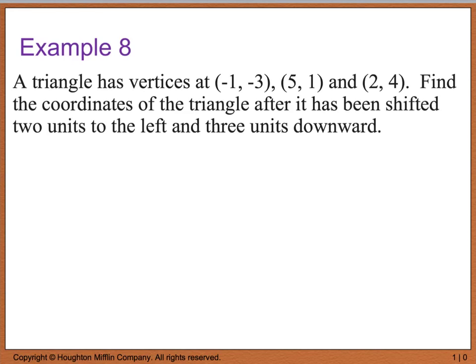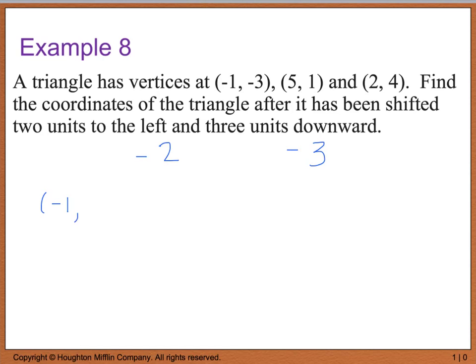So for example 8, we want to take the vertices of a triangle, (-1, -3), (5, 1), and (2, 4), and find the new coordinate points of a triangle that has been shifted 2 units to the left and 3 units downward. So what that tells me then, because I'm going 2 units to the left, that's in the negative direction, and 3 units downward would be in the negative direction as well. So I have to subtract 2 from my x values and subtract 3 from my y values.